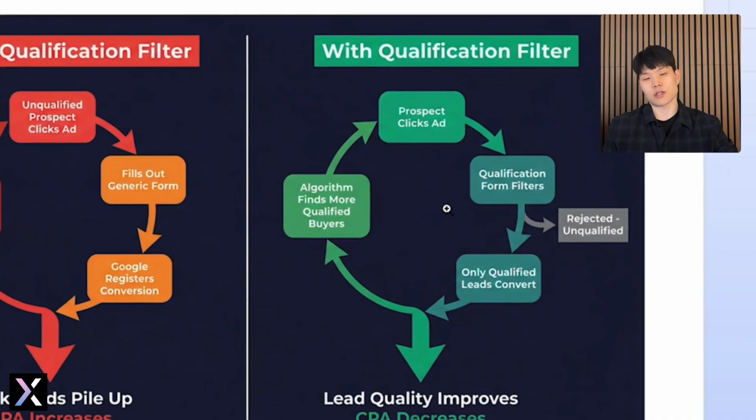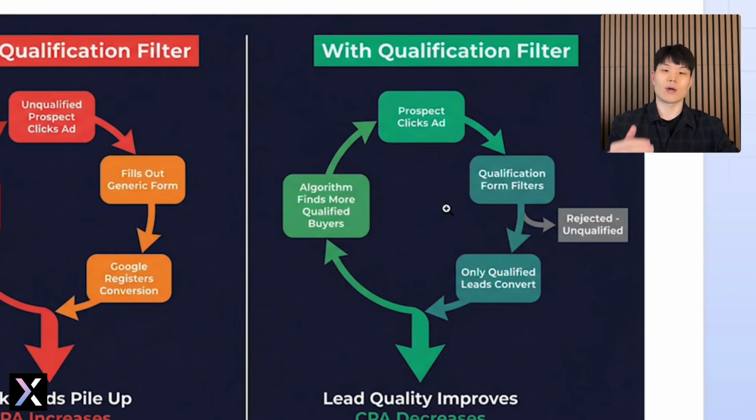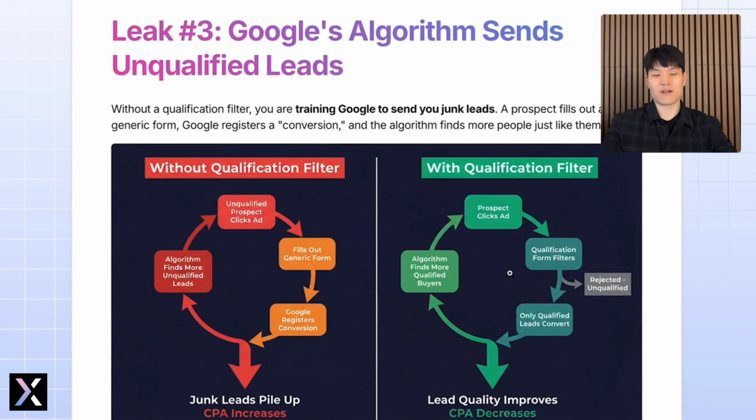And the fix here is to actually build a qualification layer directly into your funnel. You need to actively reject low quality leads from submitting your form. And when you do this, you train Google's algorithm to only show your ads to highly qualified buyers for your product or service. And the lead quality actually keeps improving the longer you run that campaign because the algorithm keeps learning. So now you have a qualified lead, but you haven't booked the call yet.